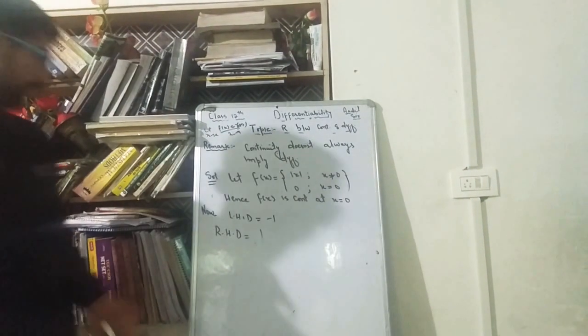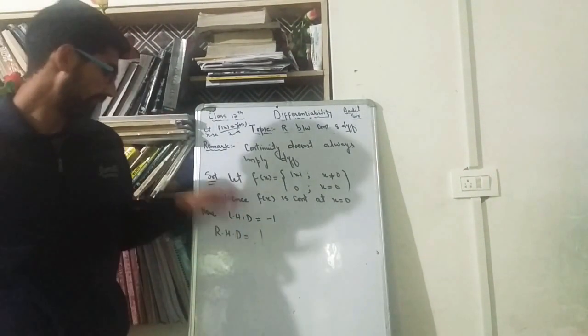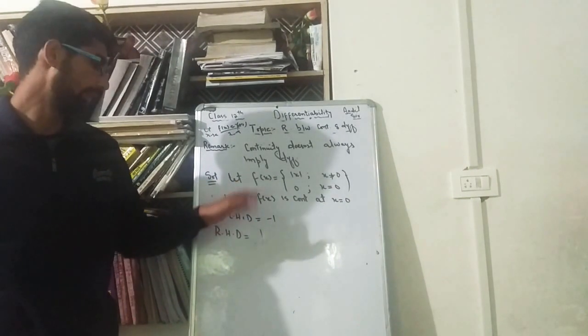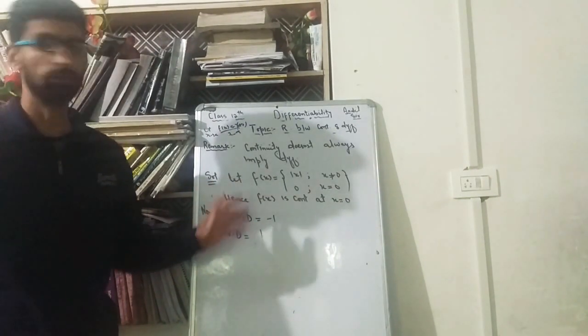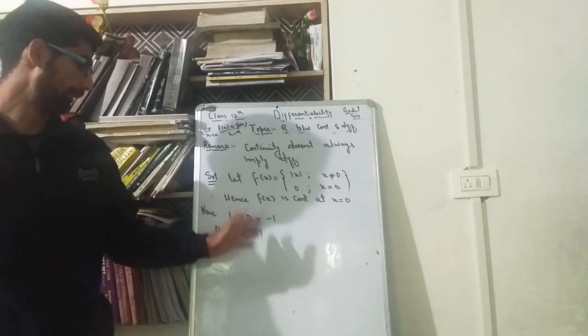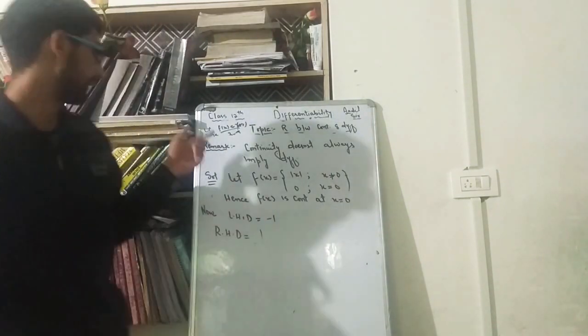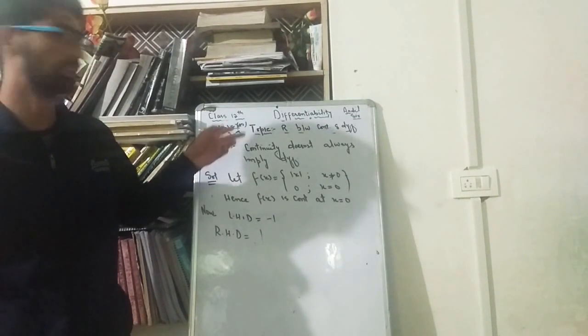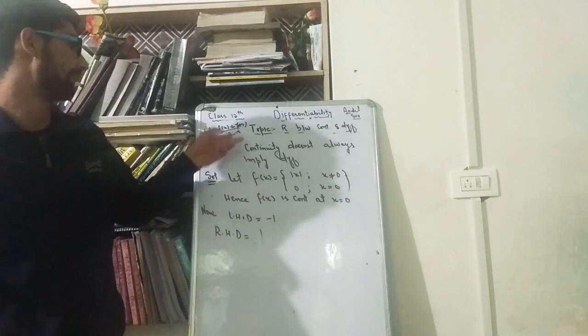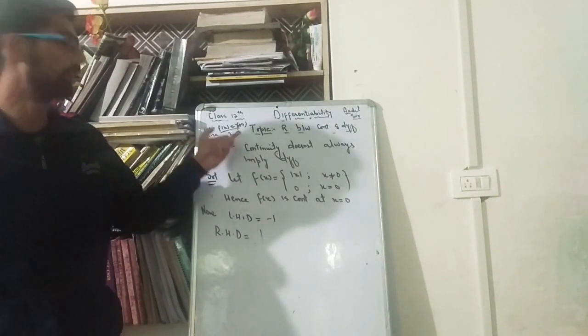So here, when we check these two, we are getting that left hand derivative and right hand derivative are not equal. That means left hand slope and right hand slope are not the same. So when they are not the same, then this limit does not exist. Then we cannot find the slope of tangent at point x is equal to a.